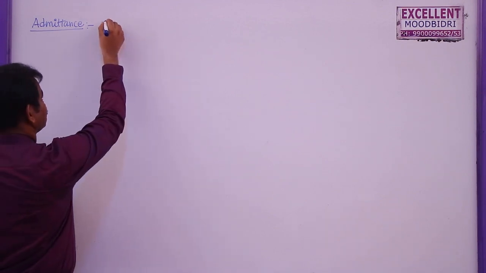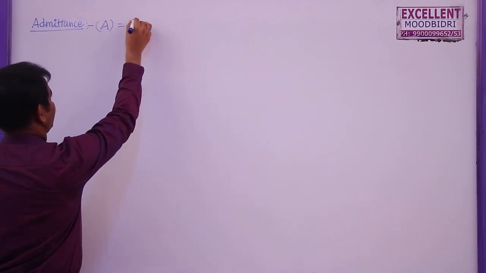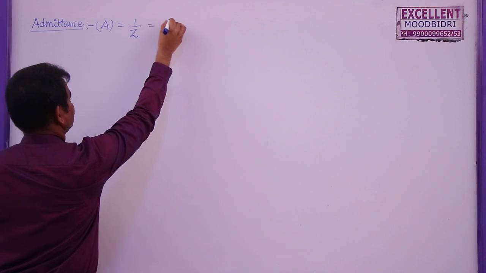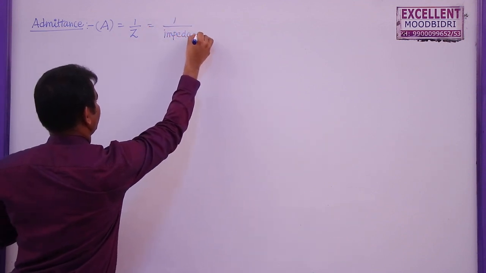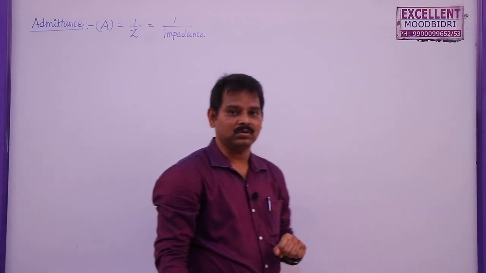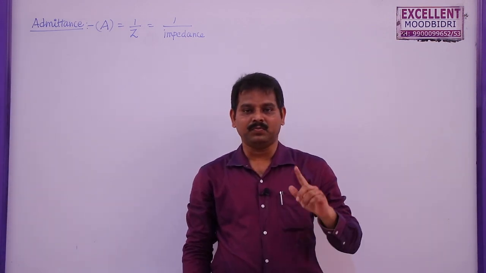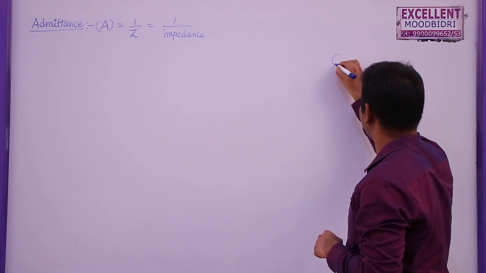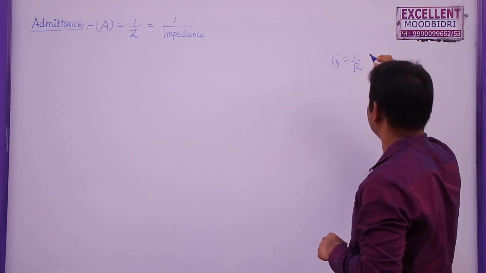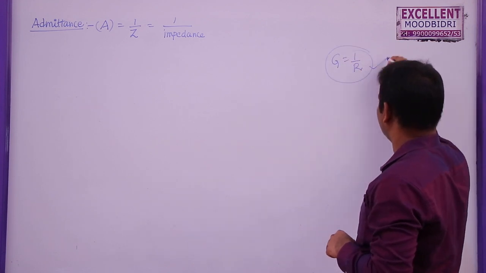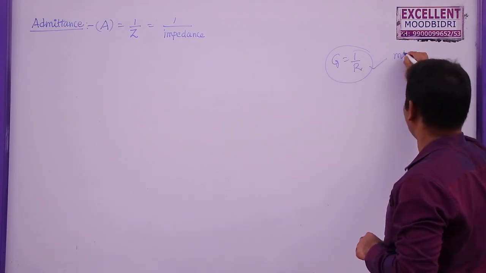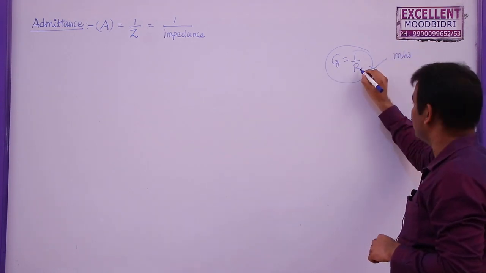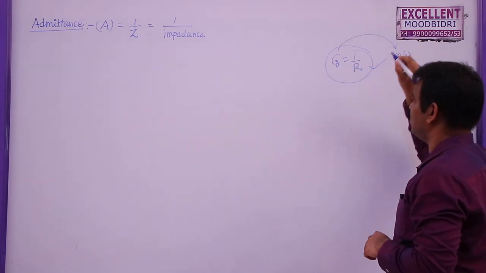Admittance. Admittance is generally denoted by the letter Y, which is equal to 1 by Z. That is called 1 by impedance. In DC circuits, conductance is the reciprocal of resistance. So this is the expression for conductance, and it is measured in mho. Resistance is measured in ohm and conductance is measured in mho.